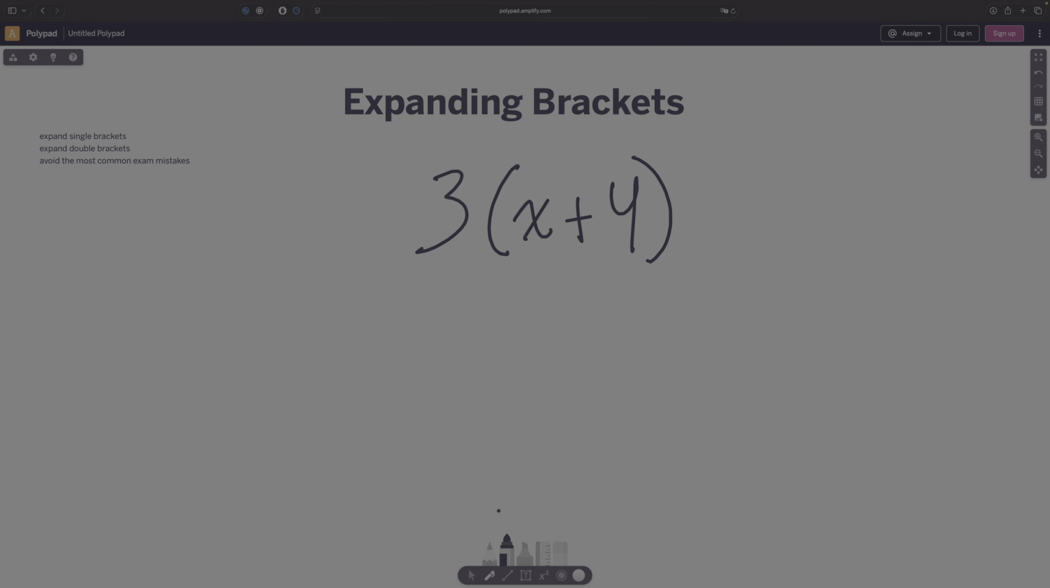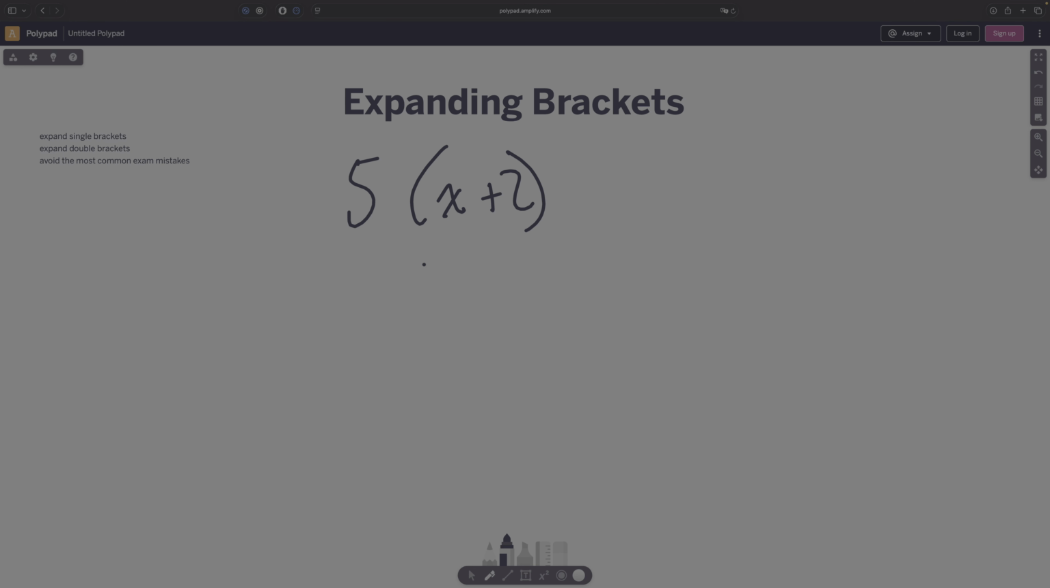So let's start simple. We have one term outside of the brackets, and we have x plus 4 inside of the brackets. How do we expand this term? Firstly, we go to the term outside of the brackets and we need to multiply it by every term we have inside of the brackets. So we have 3 times x and we have 3 times 4. 3 times x is just 3x and 3 times 4 is 12. 12 is a positive number, so 3x plus 12.